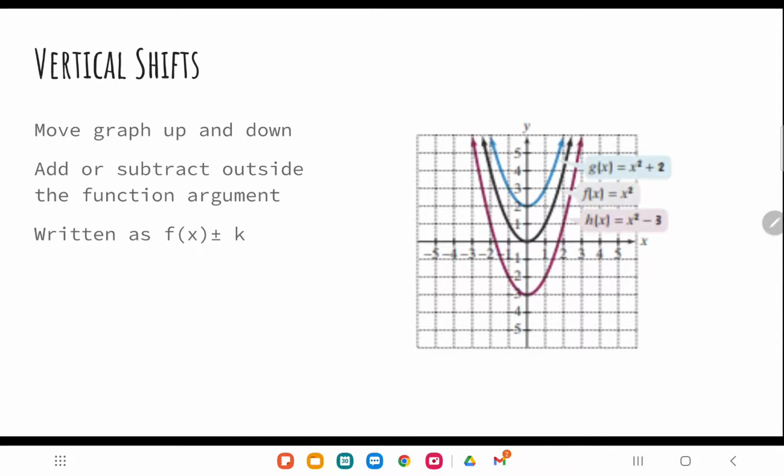The picture to the right shows a transformation with vertical shifts. The standard quadratic parent function has been translated up for g of x 2 units, yielding a new range of 2 to infinity with the same domain. And h of x has been translated down 3 units, again yielding a different range, -3 to infinity.